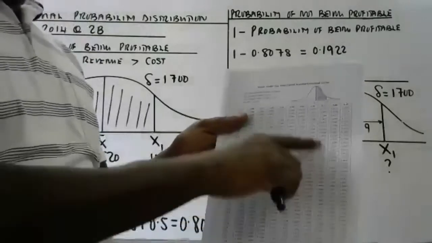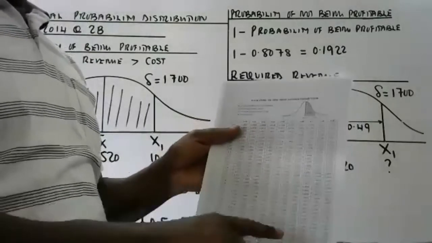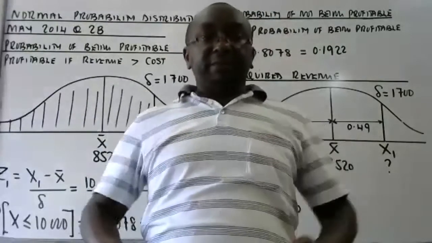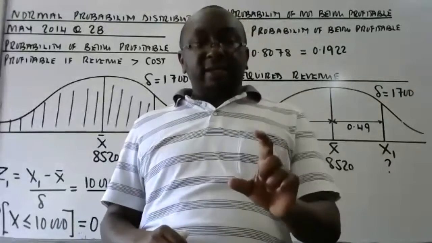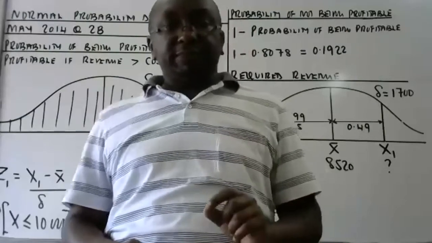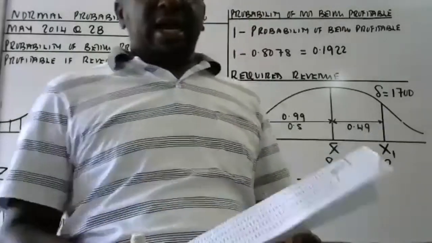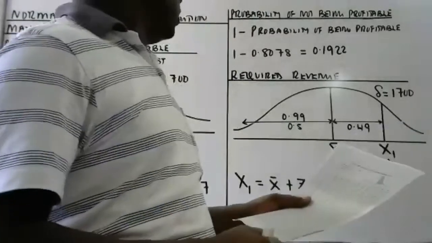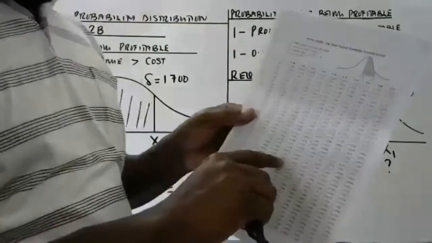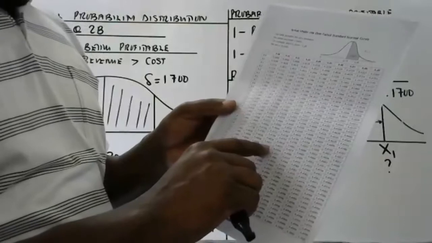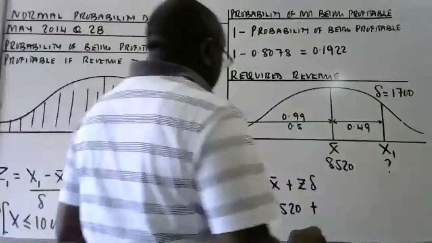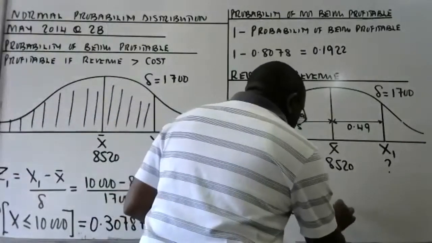So you get inside the tables, you look for 0.49. You may not get it exactly. So if you don't get it exactly, you pick the figure that is either slightly above it or slightly below it. So when I start looking for 0.49, I get this one, 0.4901, which is at 2.33. So that is 2.33.